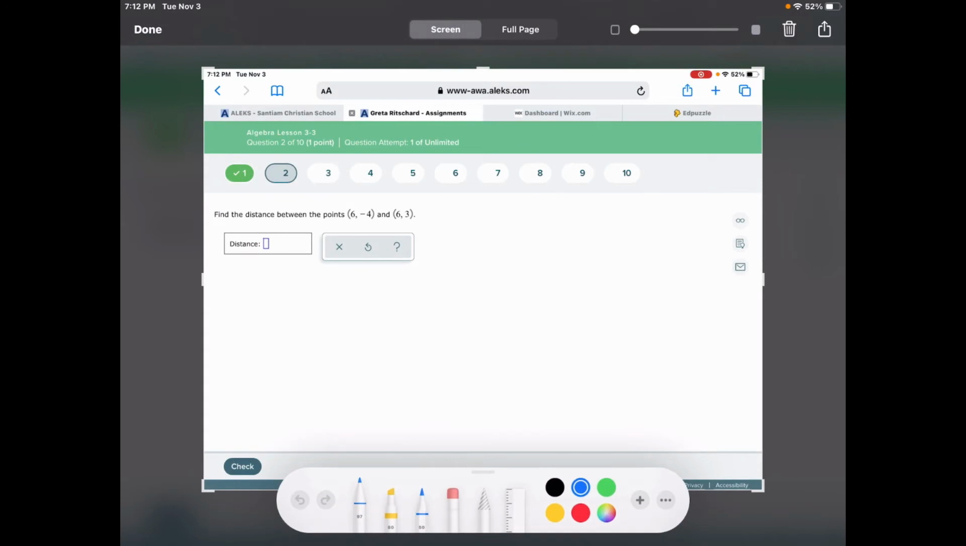Okay, number 2 says find the distance between the points 6 and -4 and 6 and 3. And actually we can see that since these 6's are the same, they're going to line up pretty nicely. So 6 and -4 is like here, and then 6, let's say this is 6, and 3 is like here. So we had 3 here, and then down to -4 is 4, and so the distance is going to be 7.